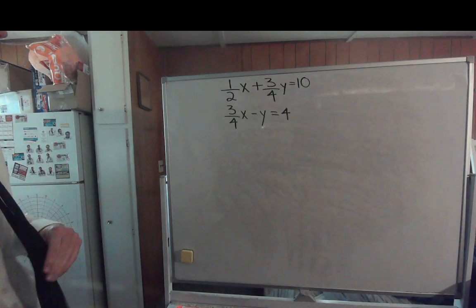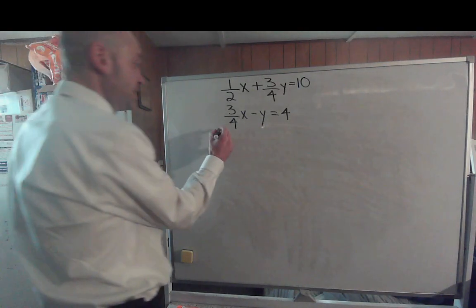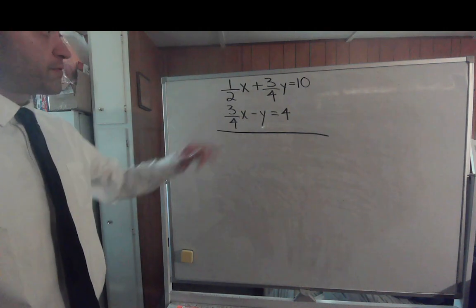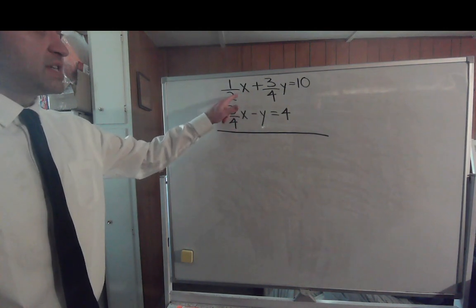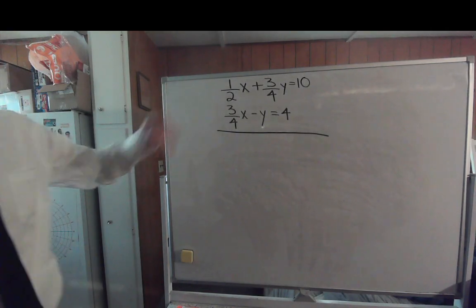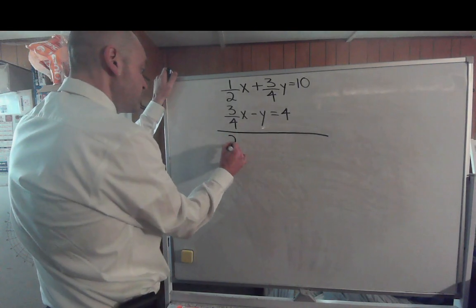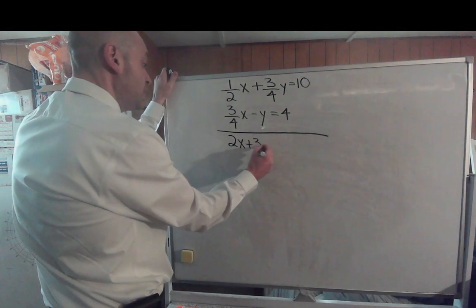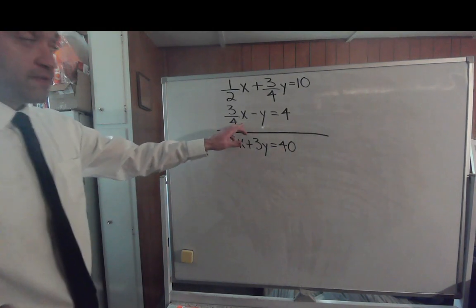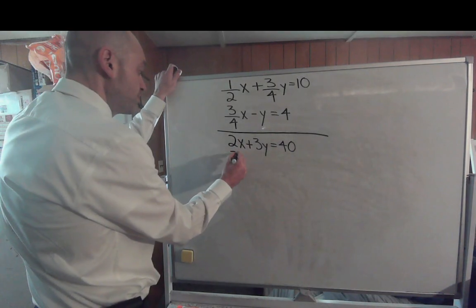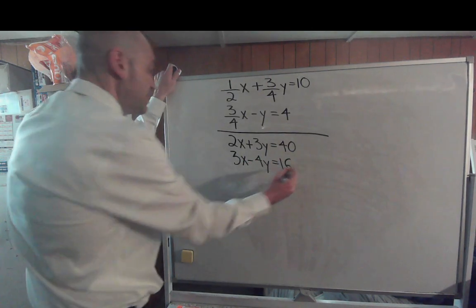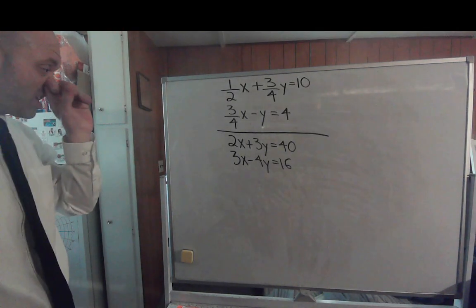Okay, so first thing you want to do for each of these, definitely get rid of your fractions, right? So first equation, you have denominators of 2 and 4, so your common denominator is going to be 4. So multiply the entire first equation by 4. You should get 2x plus 3y equals 40. The second equation, definitely a common denominator of 4. You would end up multiplying by 4. You'll get 3x minus 4y equals 16. Now we got forms we can work with.